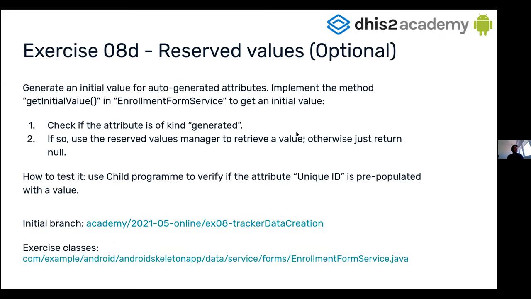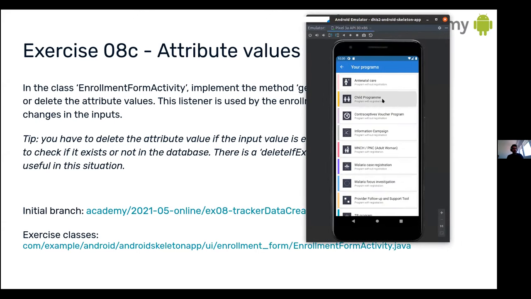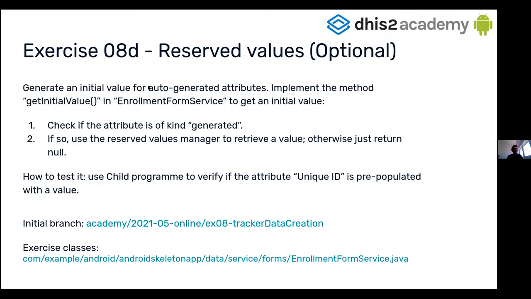Then we have an optional exercise about reset values. Because in this, well, I will recommend you to use the child program. So use please the child program. And in this program, we have an attribute that is unique and auto-generated. So if you do until the exercise 8C, you will be able to fill the enrollment form, and the tracked entity instance will be enrolled in the program. But the attribute that is auto-generated will not be auto-generated because it's not implemented. The exercise 8D is the one that implements this behavior. So this is optional. This is up to you.